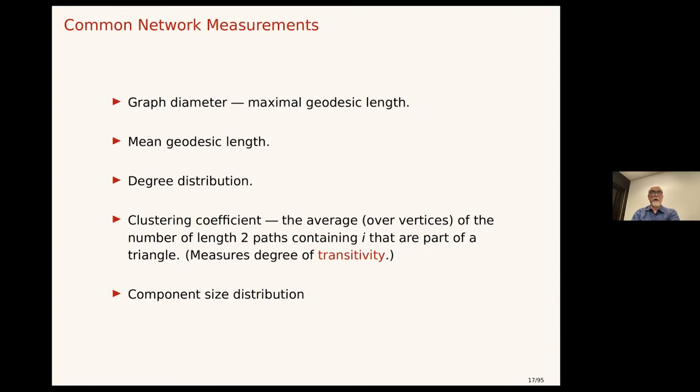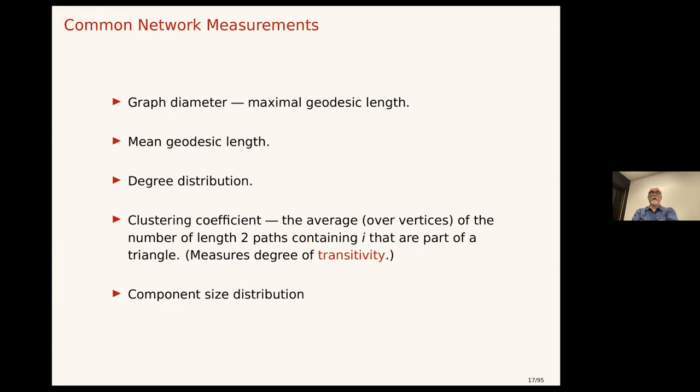graph diameter, which is the maximal geodesic length, right? So for every pair of nodes, we say that the distance between them is the length of the geodesic connecting them, the length of the shortest path connecting them. What is the maximal distance between any two nodes? Then we might think of the experiment of drawing two nodes at random and measuring the length of the shortest path between them.